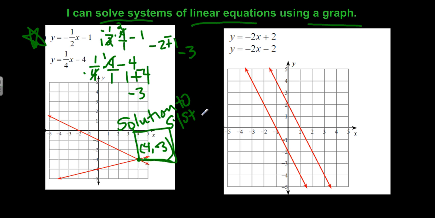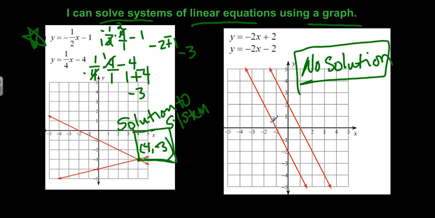Now, let's take a look at the graph next door. The graph next door is dealing with two parallel lines. They never intersect, and you can tell they're never going to. You can tell they're going on forever and ever. And so that tells you that this system has no solution because parallel lines have no solution. Okay, let's try one more.